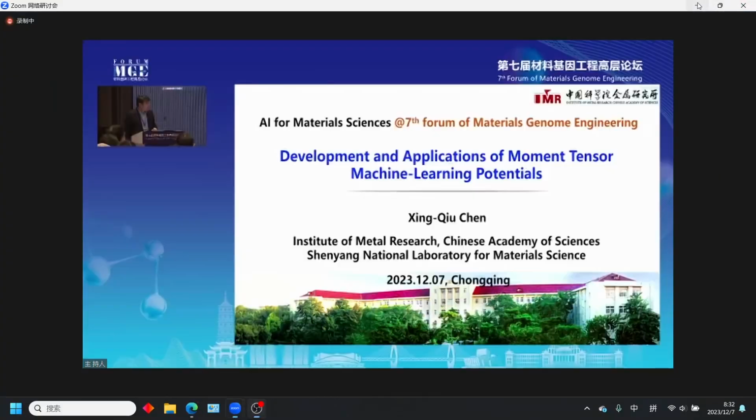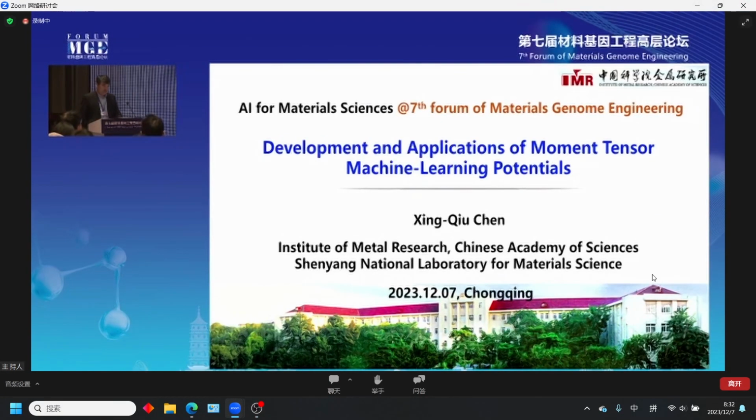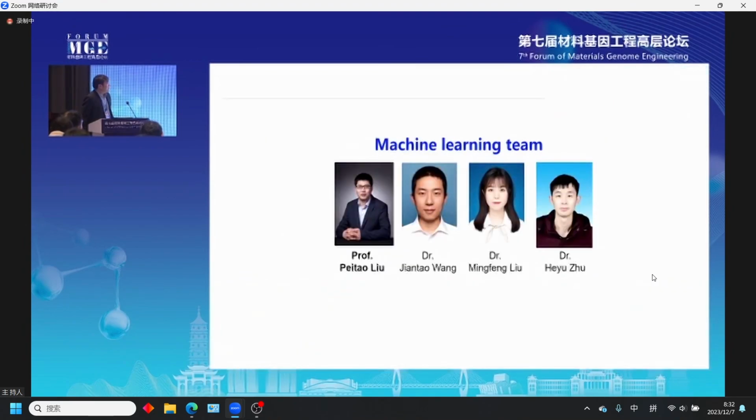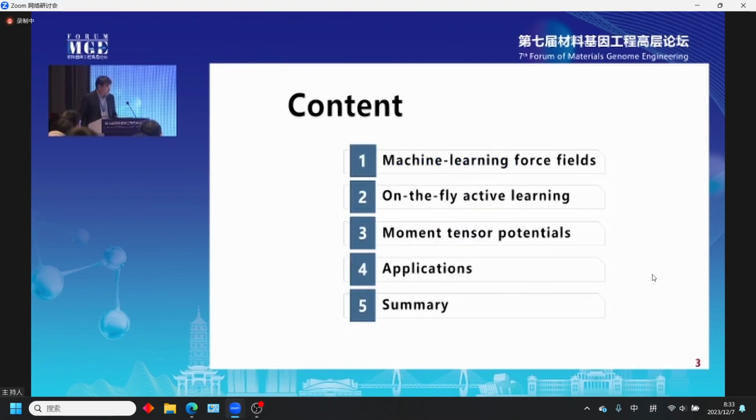of science. Today, I will give a very brief introduction to my work recently. The name is the Development and Application of the Machine Learning Force Fields. Actually, this work was done in my group, led by Professor Peitao Liu, also with 3 PhD students. I will introduce it from these 5 aspects.